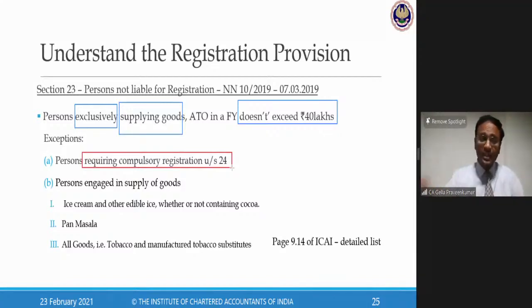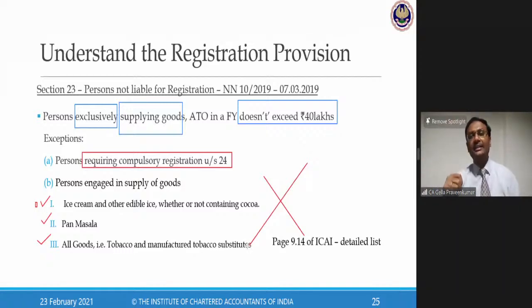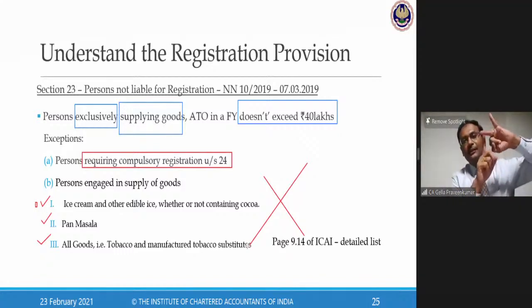Also, persons who are dealing with ice cream, persons who are dealing with pan masala, persons who are dealing with tobacco products, these are the products for whom the exemption from registration is not applicable. For these three categories, if you are dealing with supply of ice cream, pan masala, or tobacco or manufacturing tobacco substitutes, any of these three category products, you will not enjoy the benefit of this notification.